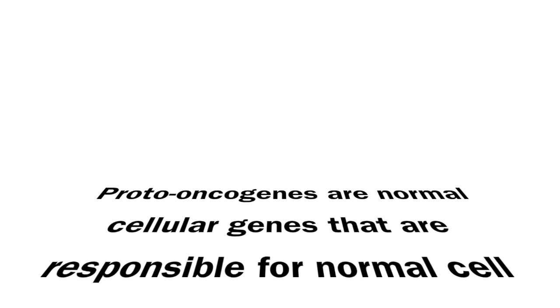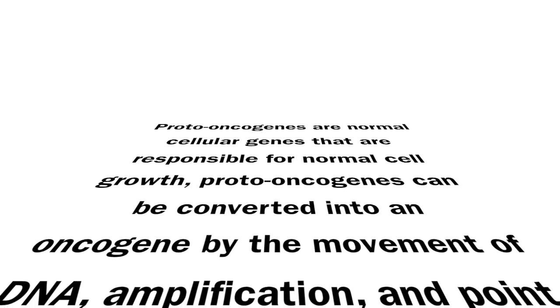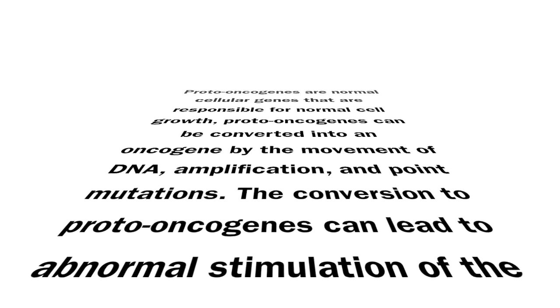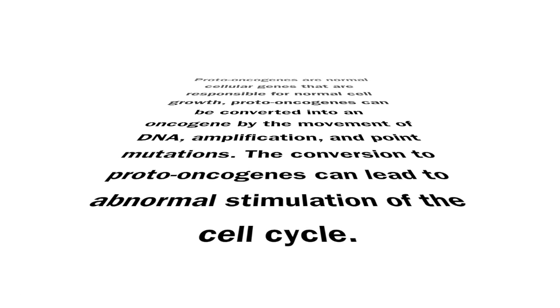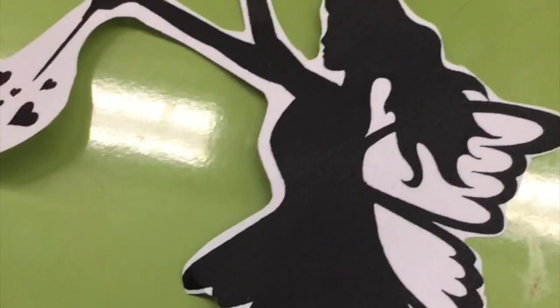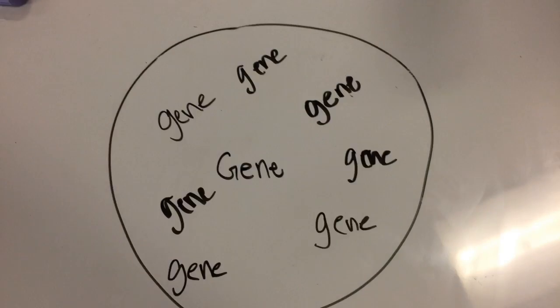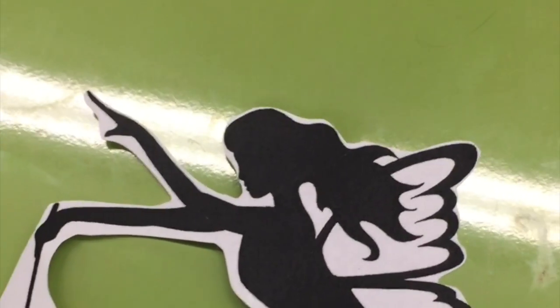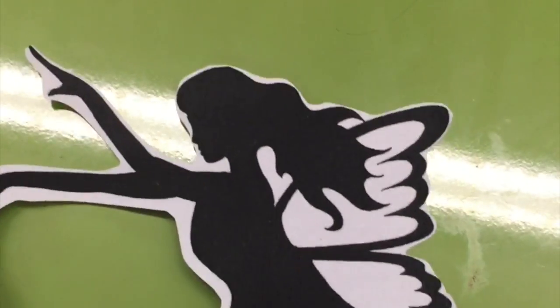Proto-oncogenes are normal cellular genes that are responsible for normal cell growth. The proto-oncogenes can be converted into an oncogene by movement of DNA, amplification, or point mutations. The conversion of proto-oncogenes can lead to an abnormal stimulation of the cell cycle. The movement of DNA: if the DNA ends up near an active promoter, then the rate of transcription will increase. Amplification: the proto-oncogene increases the number of its genes. And point mutations: the gene expression increases in the proto-oncogene.